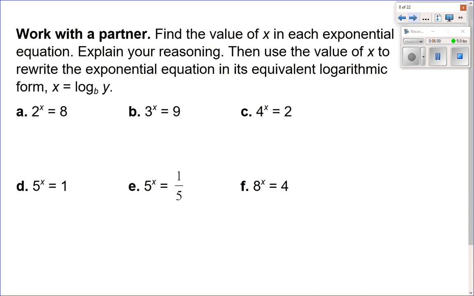Okay? So, find the value of x in each exponential equation, explain your reasoning, then rewrite the exponential equation as a logarithmic equation. So we'll just do a couple of these. Letter B. 3 to the what gives you 9. And so if I were to write this original expression in logarithmic form, I would say the log base 3 of 9 equals x.